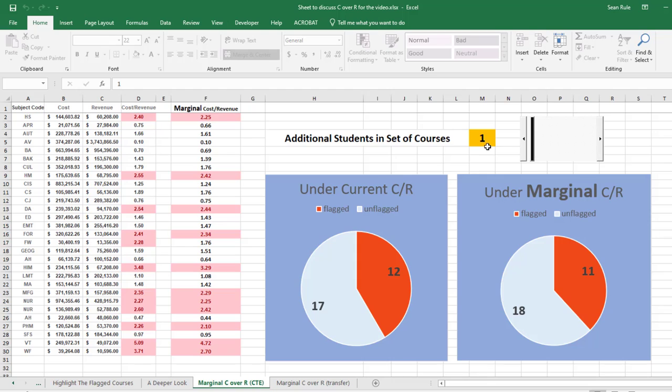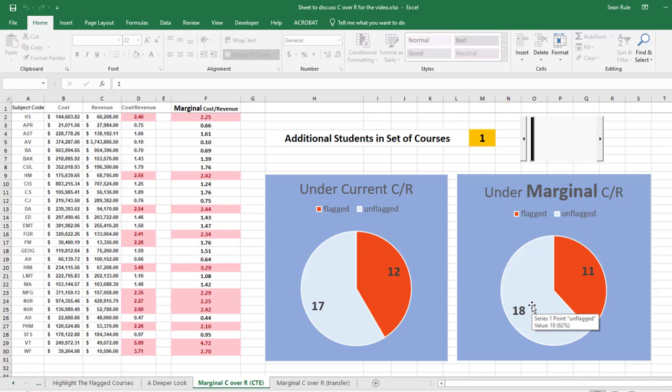So I just added 1 student to all the sets of courses. Now, you noticed that all the cost over revenue numbers went down, and that hopefully makes perfect sense. If you have a fraction and you make the denominator bigger, that's going to make the fraction smaller. But more interesting, if you look at the 2 pie charts here, before we added that student, there were 12 flagged and 17 unflagged CTE courses. When I added a student, that went from 11 to 18.